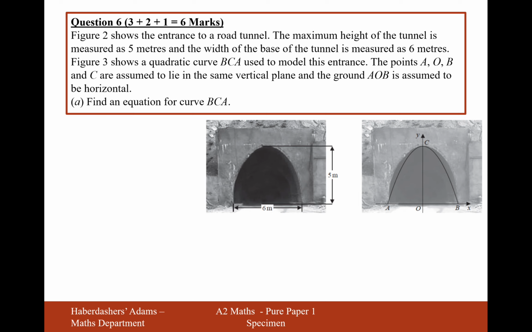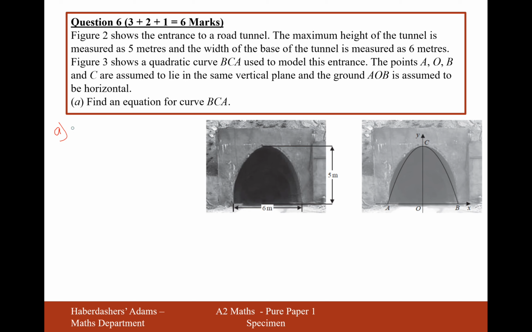Figure 3 shows a quadratic curve BCA used to model this entrance. The points A, O, B and C are assumed to lie in the same vertical plane, and the ground OAB is assumed to be horizontal. Find the equation for the curve BCA. So this quadratic curve here on the right hand diagram, we need to find that equation.